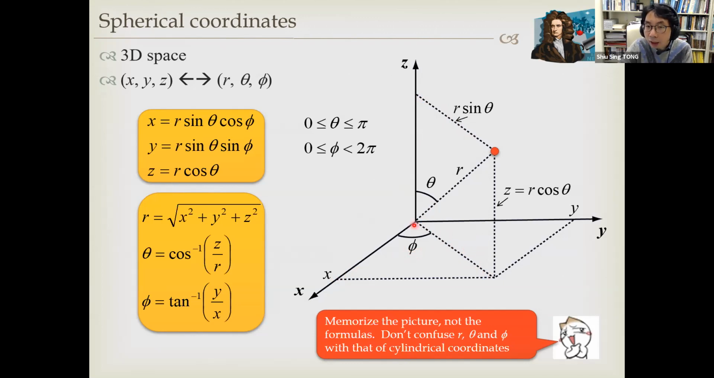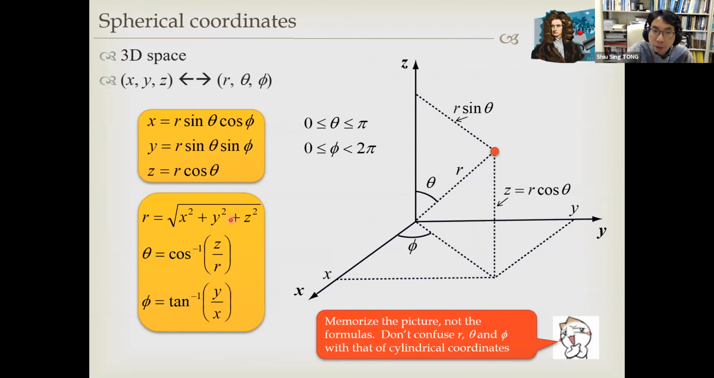And if I have R sine theta and I multiply it with sine phi, then I get this length, which is the y component. So I got the x component and the y component like this. The x component is R sine theta cosine phi. The y component is R sine theta sine phi. The z component is simply R cosine theta. So I got the three components x, y, z in terms of R, theta and phi.